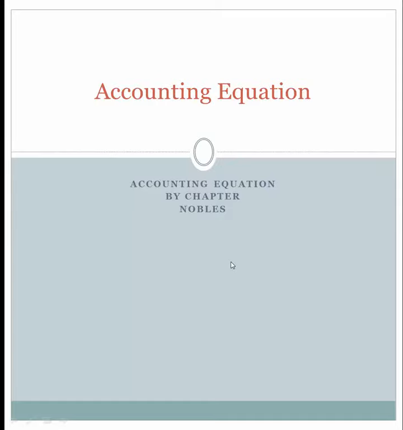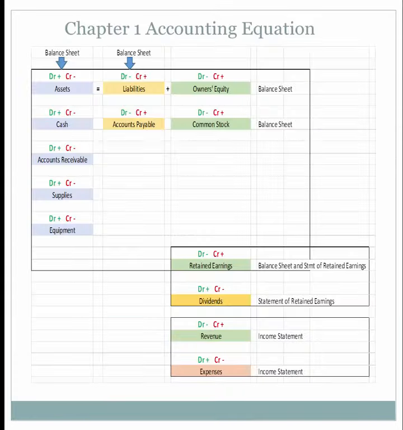The accounting equations that we're using by chapter for the Nobles book. The Chapter 1 accounting equation is the basic accounting equation. Assets are equal to liabilities plus owner's equity. Or to put it in more colloquial terms, what we have is equal to what we owe and what we own. There's only two sources for our assets, or what we have. Either we owe on it or we own it outright.